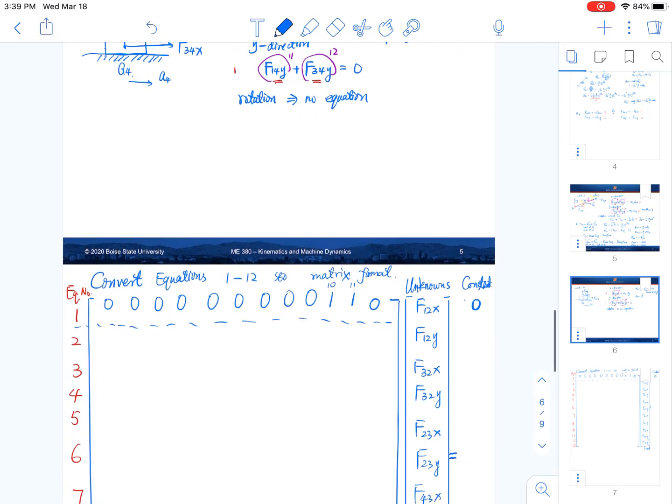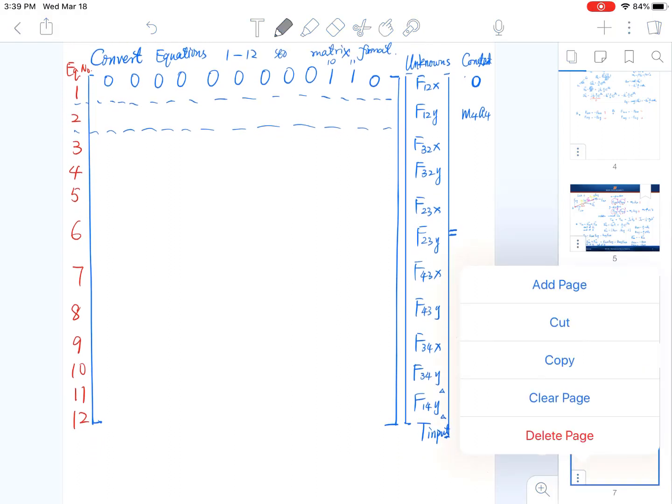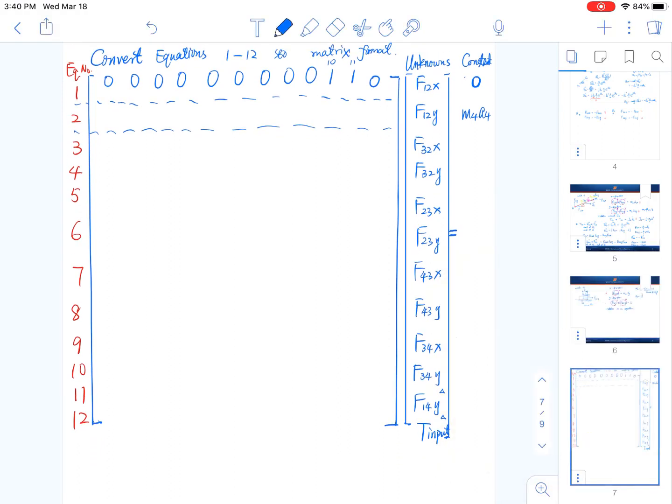So let's focus on the second equation and fill in the coefficients in the right order. All right. For the second equation, first of all, we know M4A4. That's the constant on the right hand side. And then there is only one coefficient, which is F34x. Where's F34x? That's the ninth unknown. So the ninth coefficient is 1. All the others are 0. So that's why you fill in the ninth one as 1 and all the others as 0s. Okay, so that's the second equation, which corresponds to the second row.